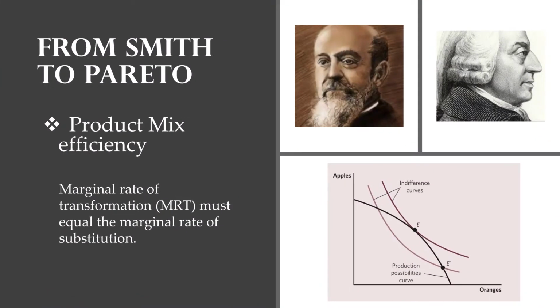And this condition is met where the marginal rate of transformation must equal the marginal rate of substitution. Okay, it is at that intersection where, not the intersection, but the tangency, okay, between the production possibilities curve of apples and oranges and the indifference curves of the citizens. Or in our example, it would be the economy of Crusoe and Friday.